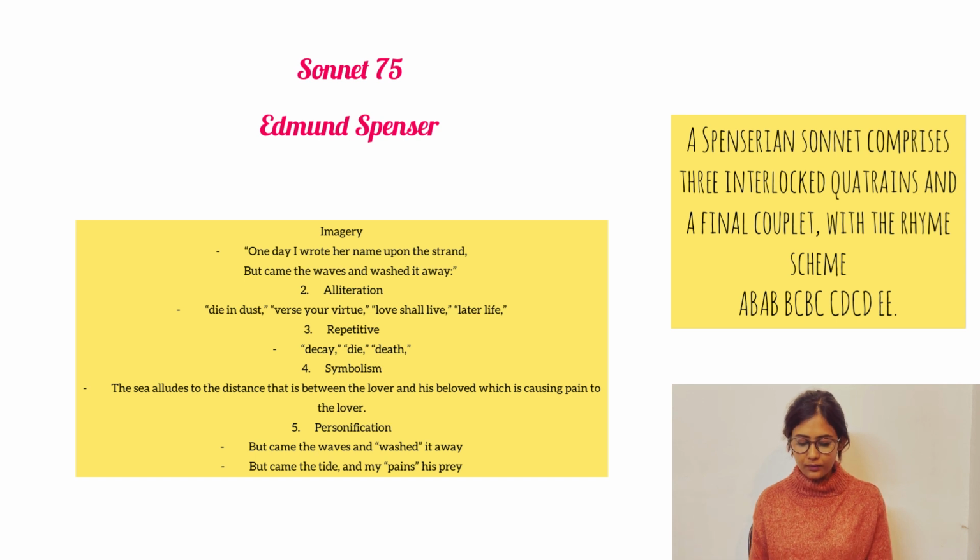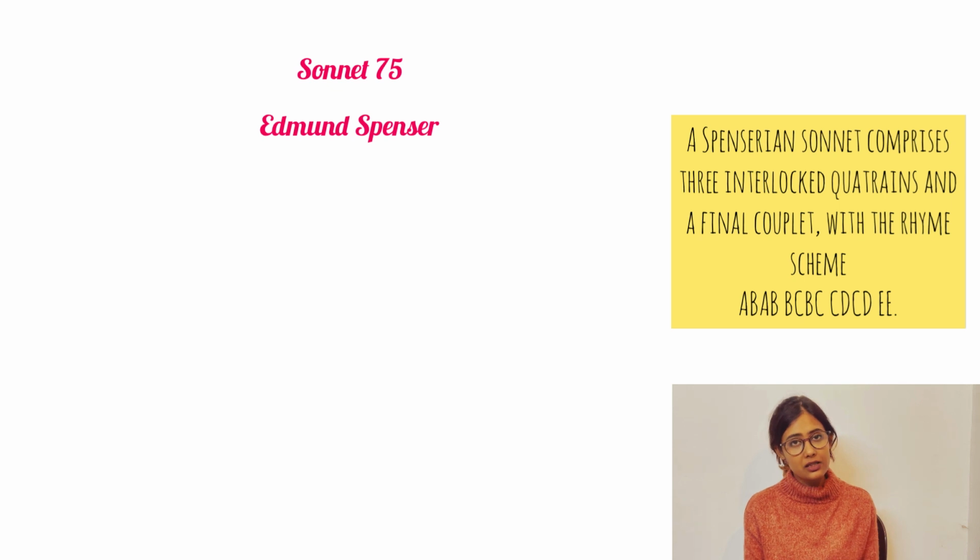Okay. So talking about the structure of the sonnet, this is written in iambic pentameter. It is divided into 3 interlocked quatrains and a couplet. So the last 2 lines are called the couplet, and the rhyme scheme of the entire sonnet is A B A B B C B C C D C D and then E E. Okay, how are we gonna do it?